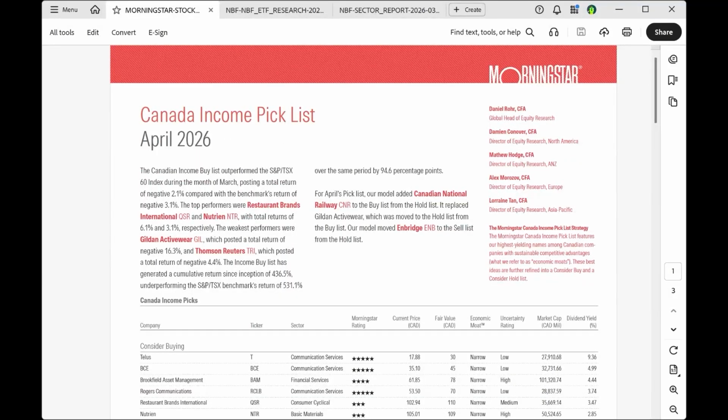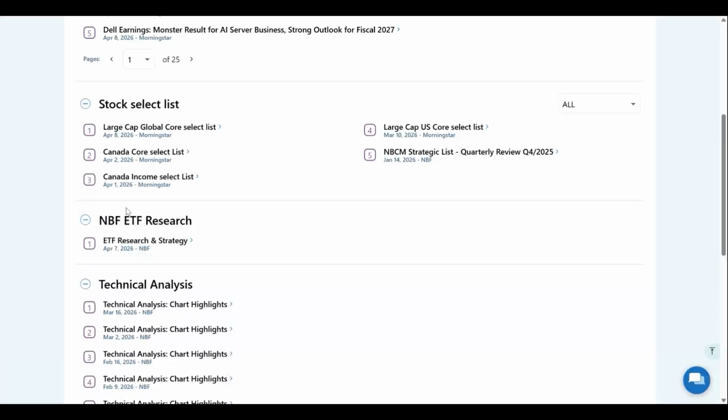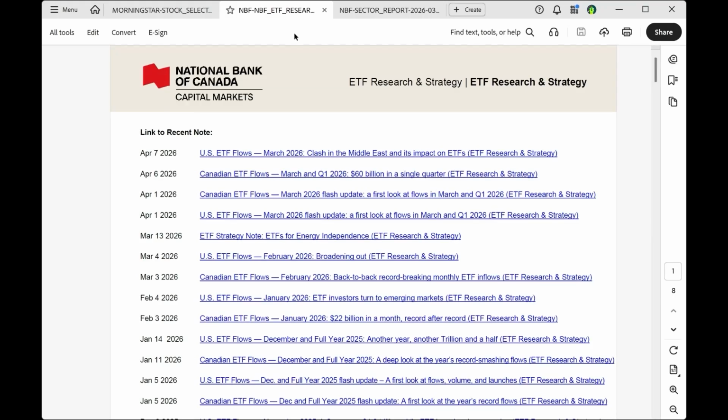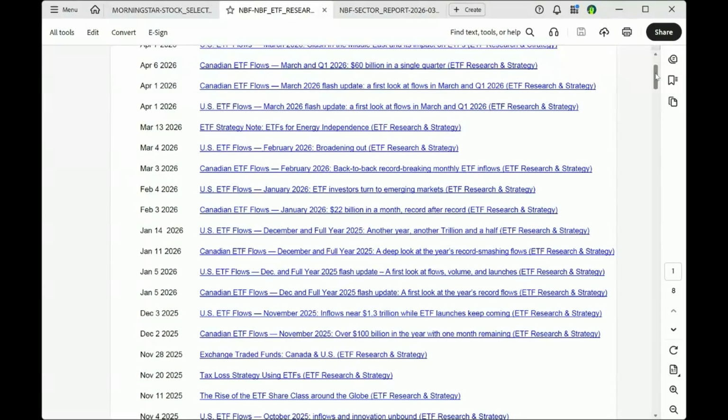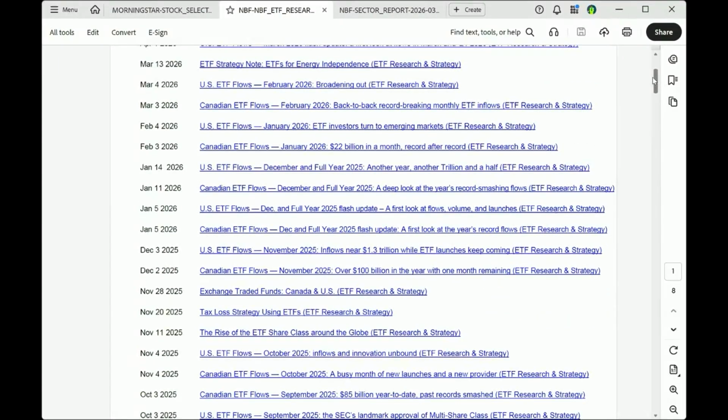The next research report that I would want to highlight is more so for our ETF research. There is a section here. Once you click on this link, it takes you to a master list of all of the ETF related research that is provided by National Bank Financial. There are quite a few here, but one that I do want to highlight specifically is the Exchange Traded Funds list, Canada and US.